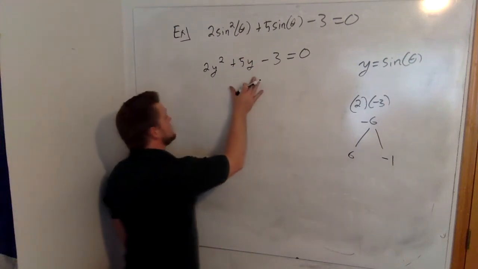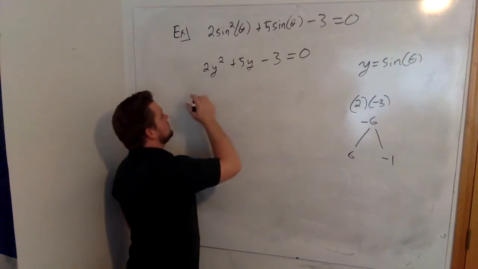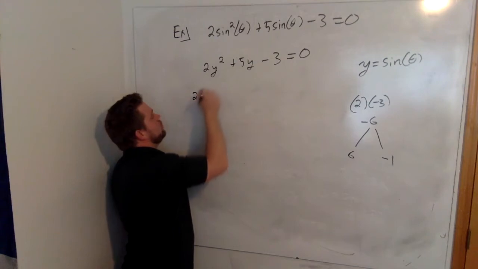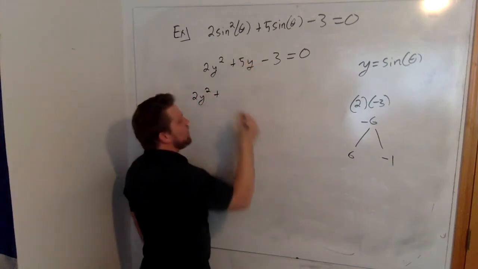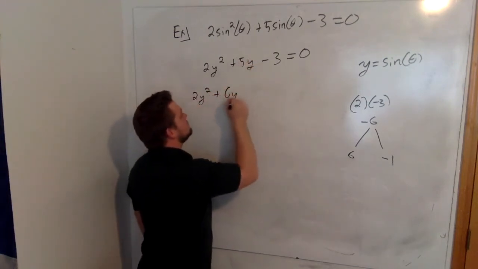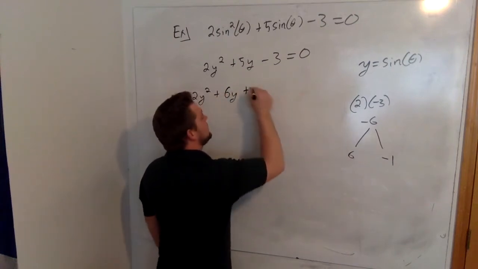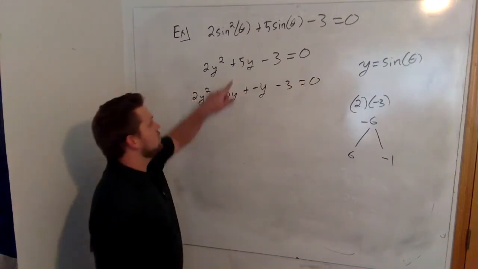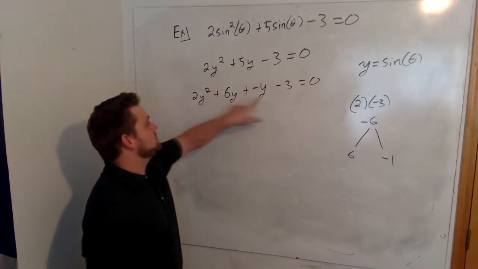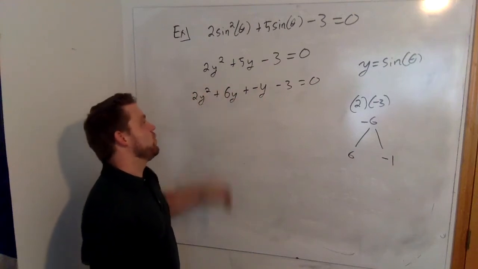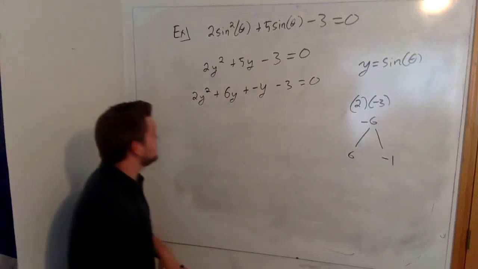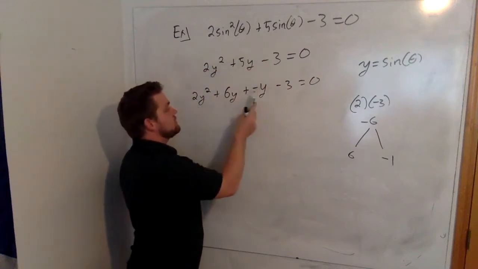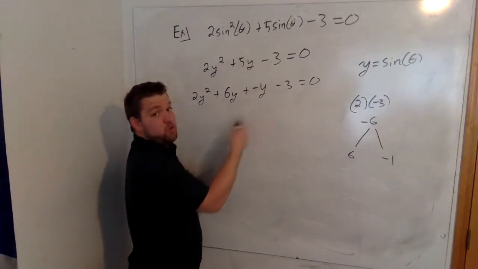So now what I'm going to do is take this quadratic right here and split it so it has 4 terms. So 2y squared plus, instead of 5y, we'll write that as 6y plus a negative y. Notice all I've done is write 5y as 6y plus a negative y, or 6y take away a y. So I haven't changed anything. But what's great is I've written it so it has 4 terms.